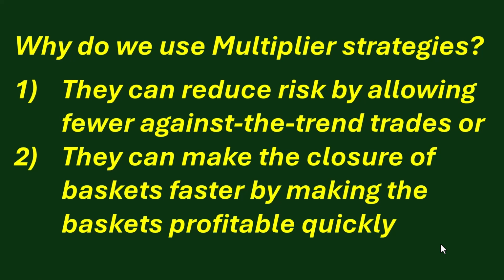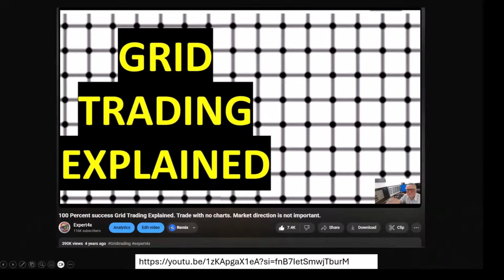So before we start looking at the strategies, why do we use multiplier strategies? You will notice that they can reduce the risk by allowing fewer against the trend trades, or they can make closures of the baskets faster by making baskets profitable much quicker. That is the main reason for multiplier strategies. So let's have a look at those multiplier strategies.